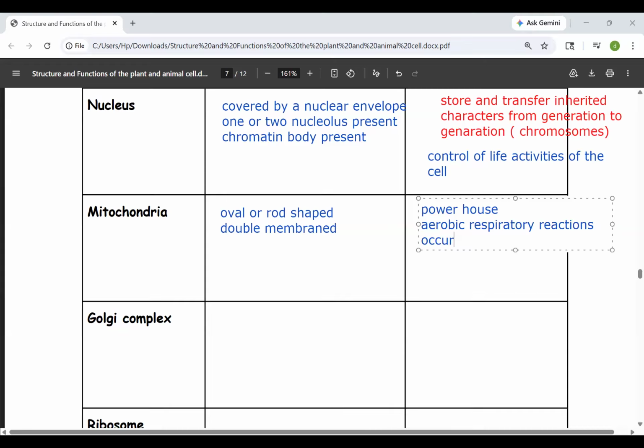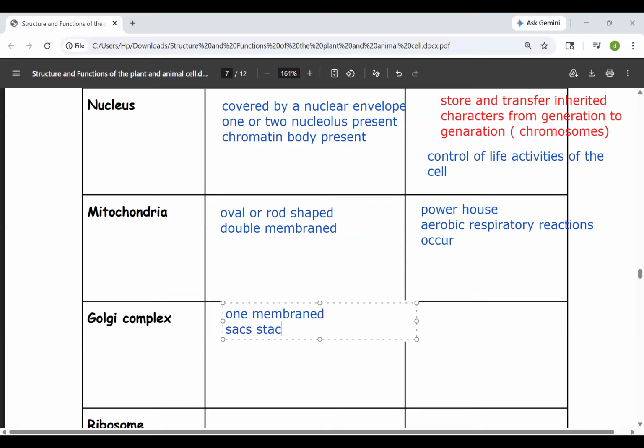Then the Golgi complex, we complete it completely. These are very easy things, right? Golgi complex: one membrane, that means covered by one membrane, right? One membrane, stacked on top of the other. Stacks, can you remember, just like a sandwich, right? Stacked on one another.